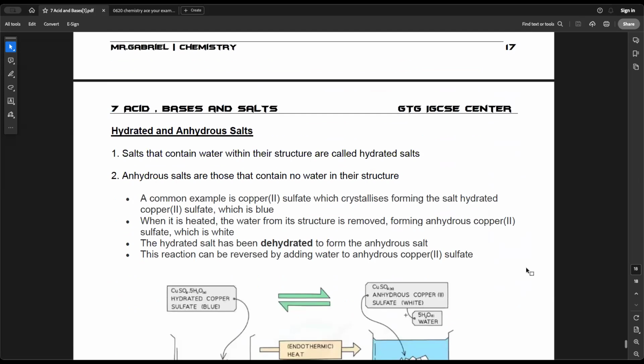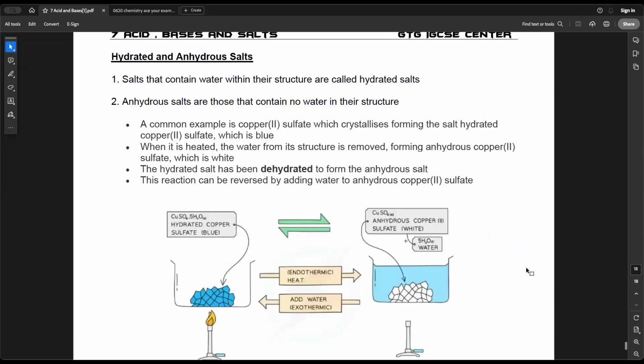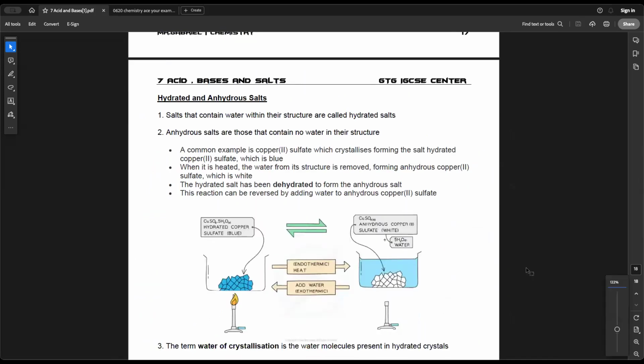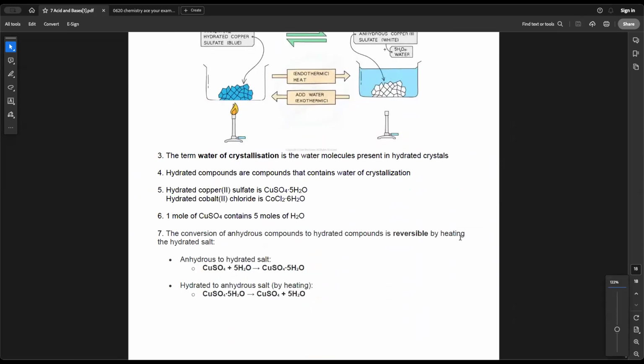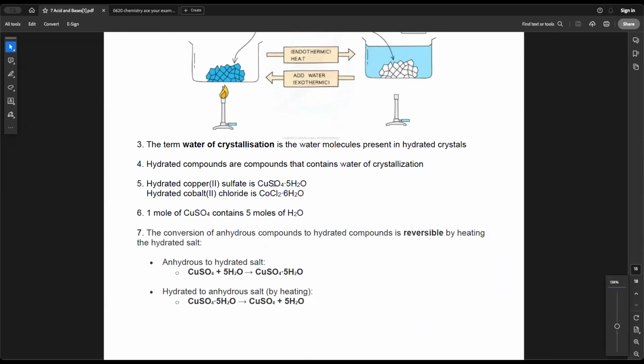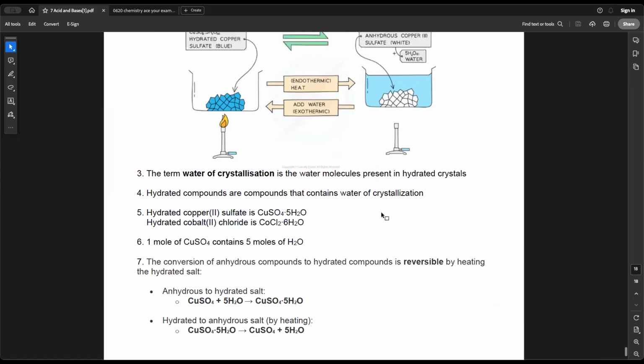Okay, anyways, moving on to the last part here, which is back to the hydrated and hydrous salts. I don't know why it's coming out again. But for the hydrated salts, you have to remember, guys, copper(II) sulfate and cobalt(II) chloride are the common ones that you're supposed to see.